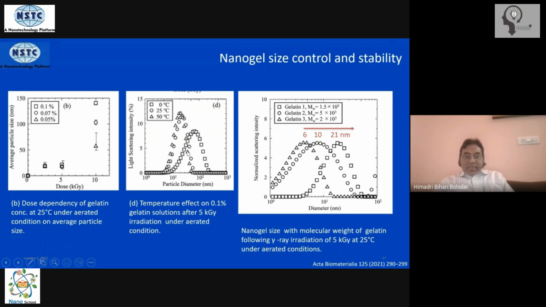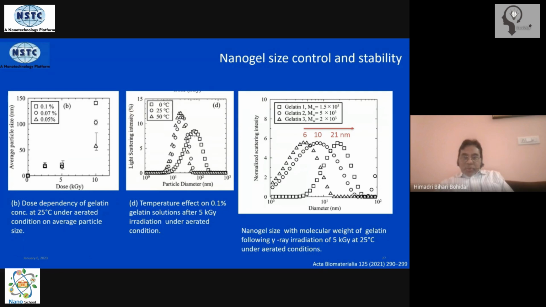At 50 degrees, the particle size is close to about 10, 12, 15 nanometers, whereas at 0 degrees you see a much higher size. So it also depends on what conditions you are doing the radiation in. So these are very sensitive to the experimental condition.